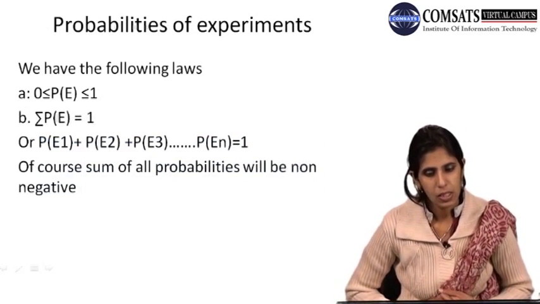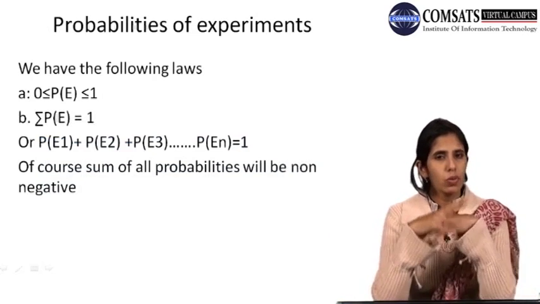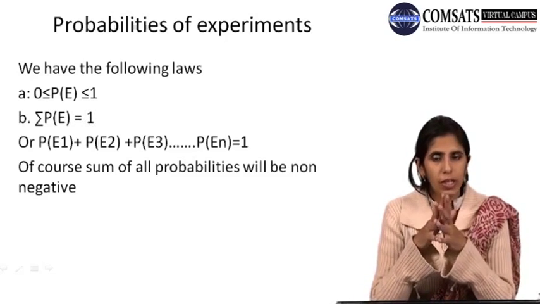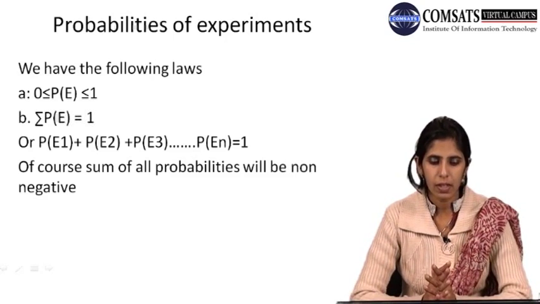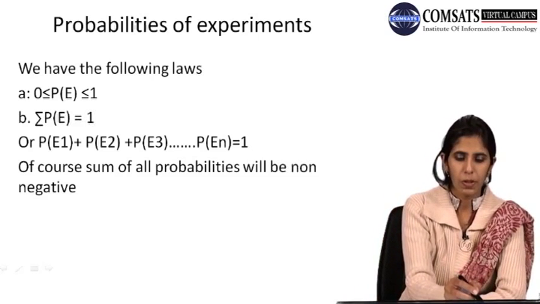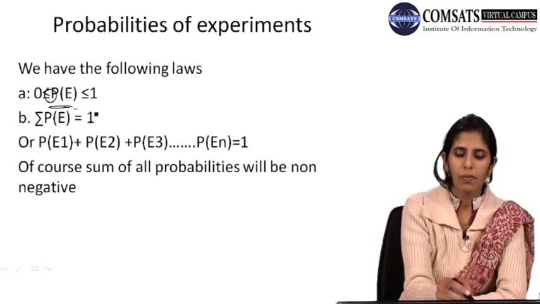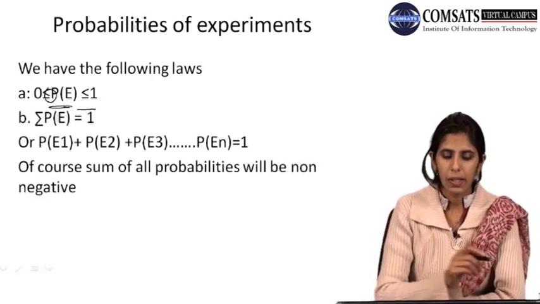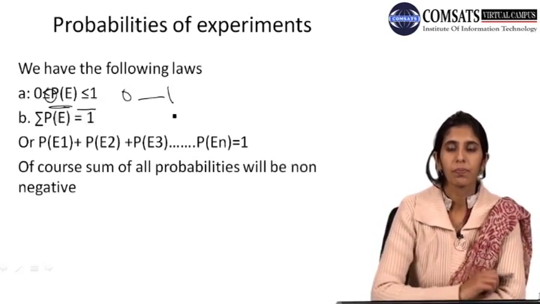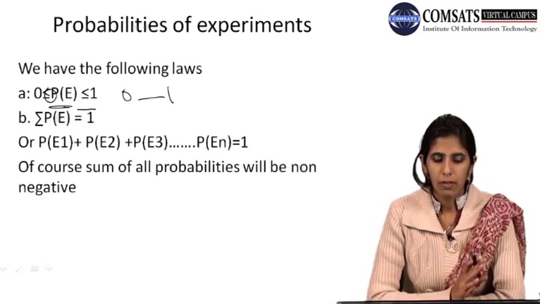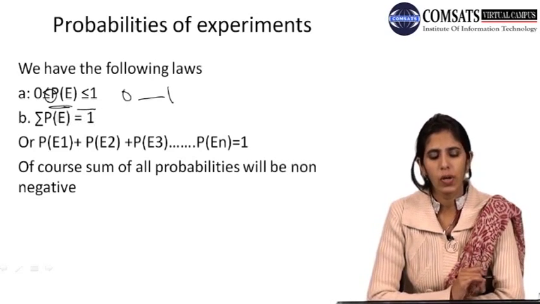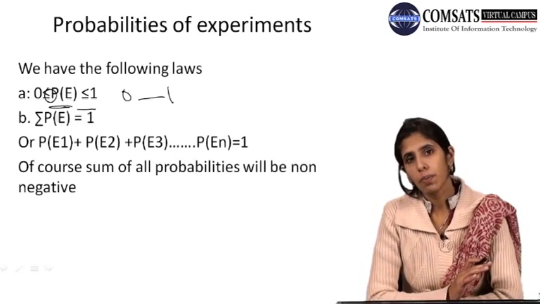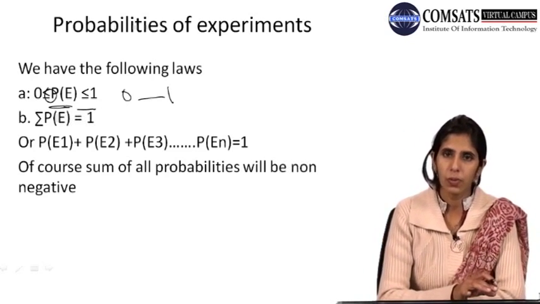How can we assign probabilities to these experiments? Now, we have two laws, basically. The probability of any event will lie between 0 and 1. That is, the probability of an event will be greater than or equal to 0, and it will be less than or equal to 1. Meaning, it will lie between 0 and 1. As simple as that. When you conduct an event and analyze the result, it will either be 0 or 1 or in between. So the probability of any event will lie between 0 and 1.